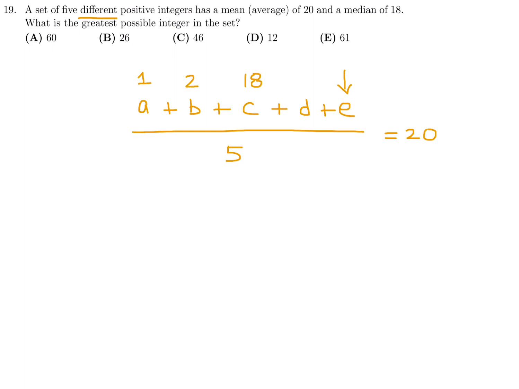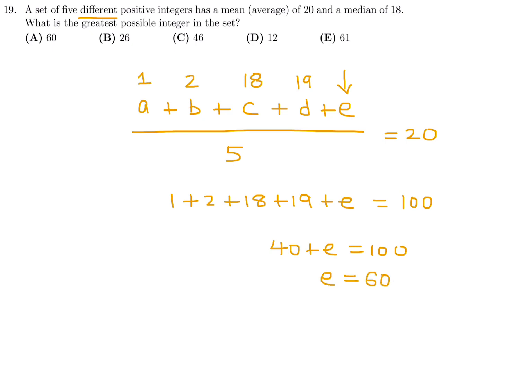Now what about D? I can't put 3. Why? Because D is greater than C, right? These are arranged from smallest to largest. That's why the median, the middle value, is 18. So the smallest possible value I can give D is 19. So there we go. We got 1 plus 2 plus 18 plus 19 plus E, and that's going to be equal to 5 times 20 when I cross multiply, and that's 100. So when you solve this, you get 40 plus E is 100, and therefore E is equal to 60. So number 19, the answer is A.